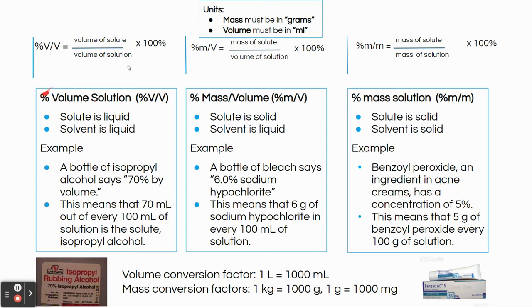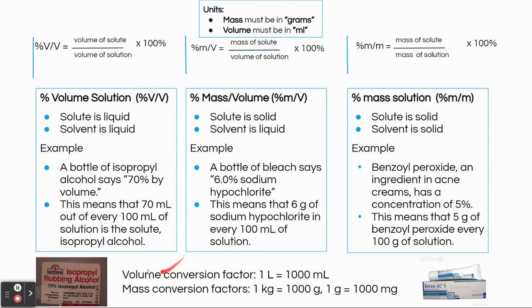And so that's how you would know how to apply the different percent concentrations. So if you have two liquids, basically percent volume for the most part. If you have a solute that's solid and solvent is liquid, use a percent mass volume. And if you have a solution where it's two solids, so solute solid, solvent is solid, then use your percent mass.